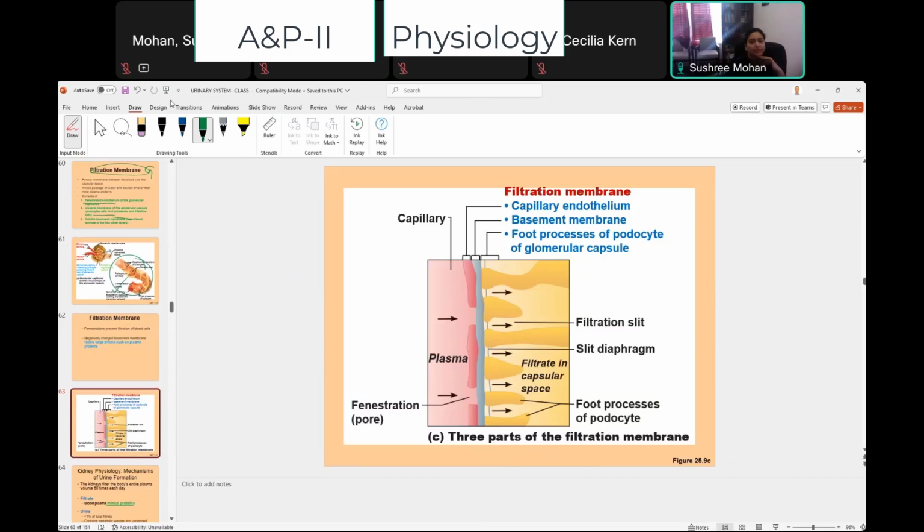This is an image of the filtration membrane and it is more clear over here. It will show you the foot processes of the podocyte of the glomerular capsule, the capillary endothelium, the filtration membrane, the slits. Look over here, how the slits are opening ways for the filtrate to pass through it.